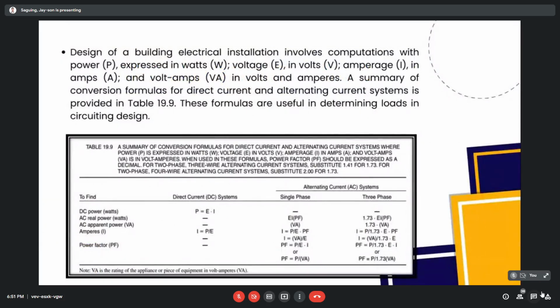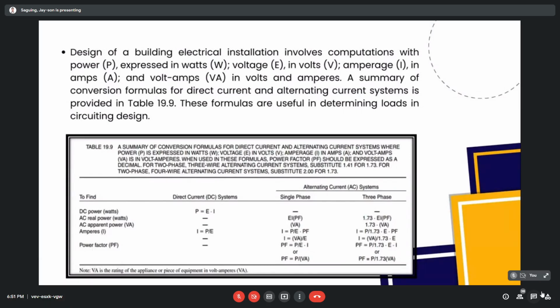So design of a building electrical installation involves computations with power expressed in watts, voltage in volts, amperage in amps, and volt amps in volts and amperes. So a summary of conversion formulas for direct current and alternating current systems is provided in table 19.9. Kaning table nga nakita ninyo karon sa screen. So these formulas are useful in determining loads and circuiting design.